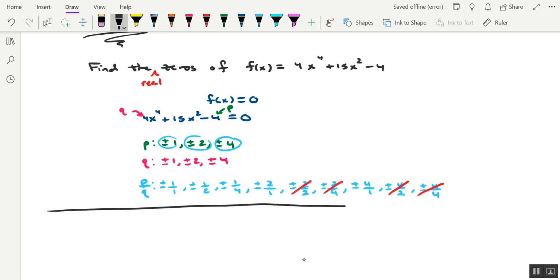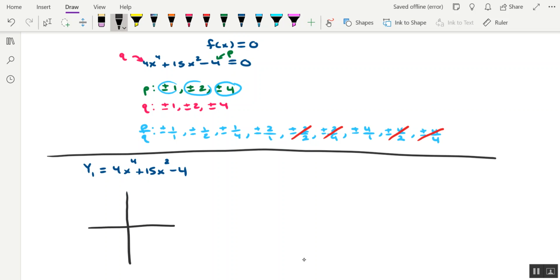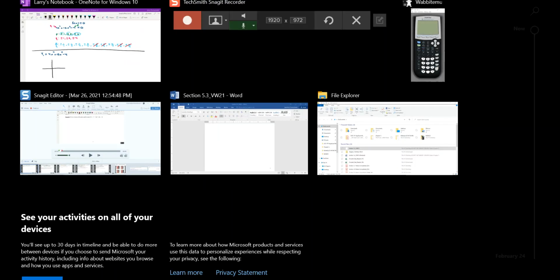So now what we'll do is use the graphing calculator to graph the function. So in y1, we'll enter in 4x to the fourth plus 15x squared minus 4. And we'll get a sketch of that going. So 4x to the fourth plus 15x squared minus 4. And zoom 6.